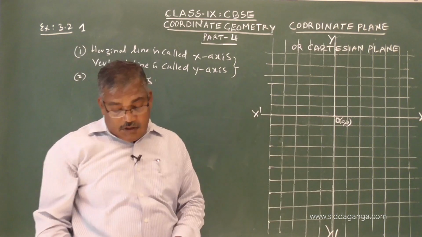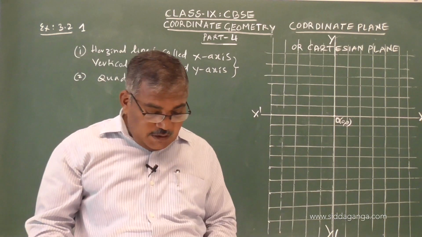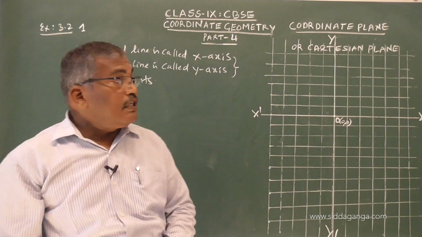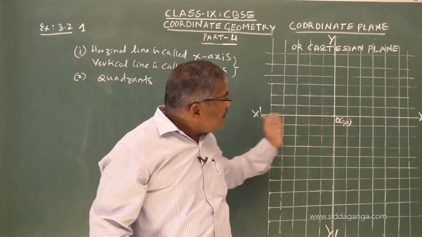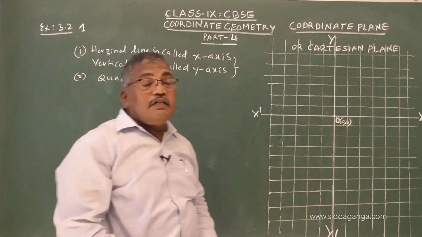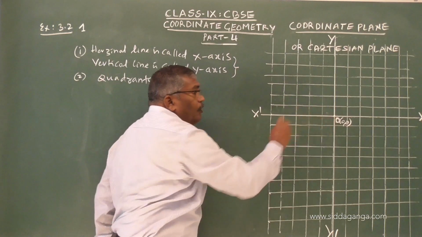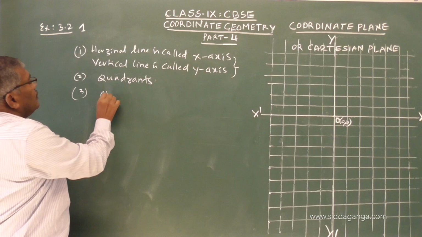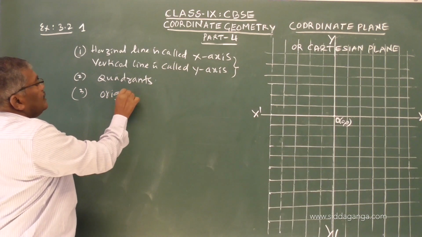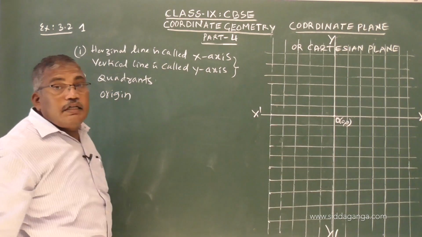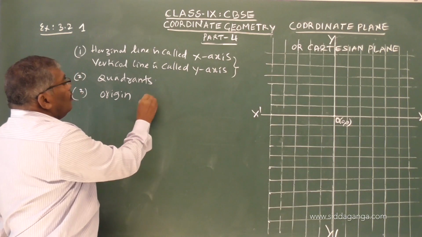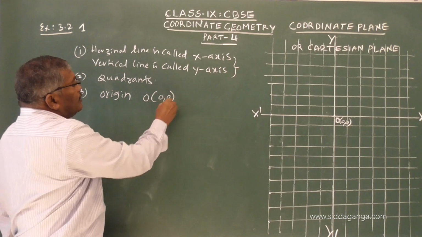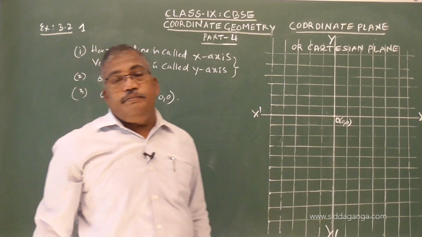Now finally, what is the name of the point where these two lines intersect? The x-axis and the y-axis intersect at one point O. It is known as origin, O-R-I-G-I-N, and it is represented by O and its coordinates are 0 0. You can write.